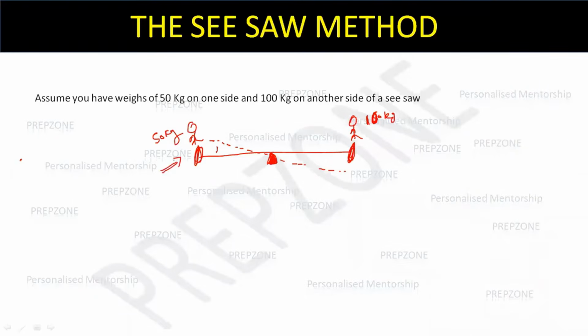Correct. This is like a basic thing, right? Here there is 100, here there is 50. You can add 50 kg here. If you add 50 here, then again it will be 100 and it's going to balance, right? This is one way of doing it.